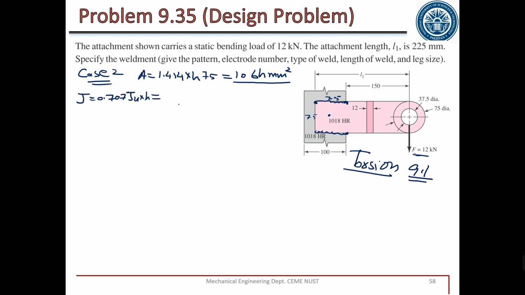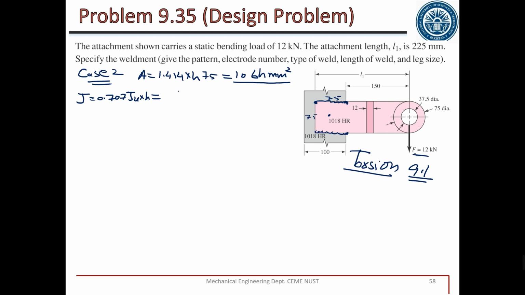For the value of J, if you go to the table, the value of J is d into 3b square plus d square divided by 6. We have all the values. We know what d is, we know what b is. In this case it is a square, d is equal to b. We have the same value in this case.